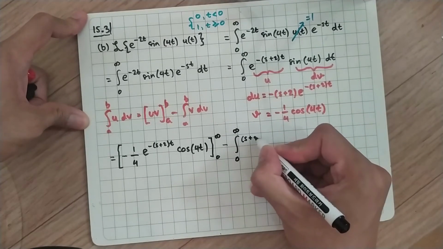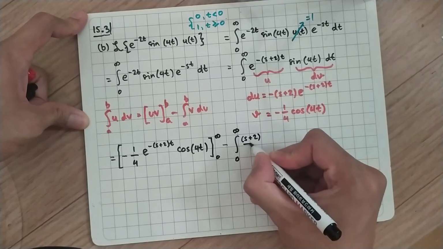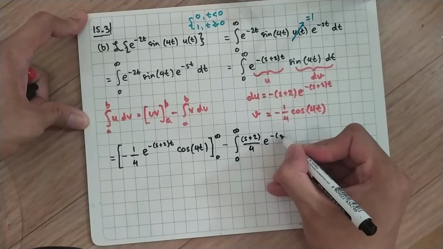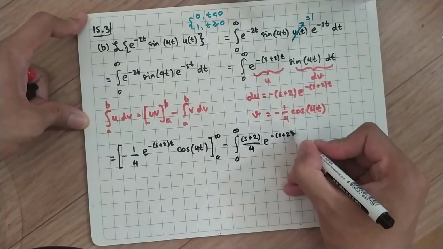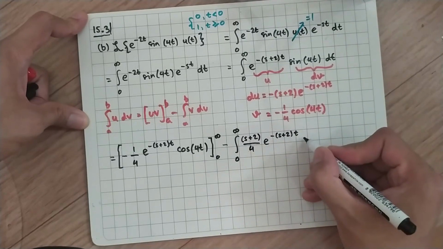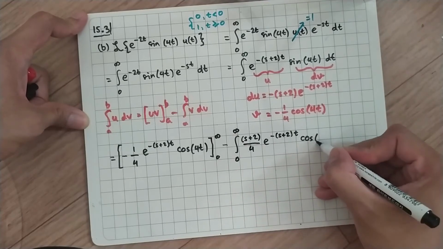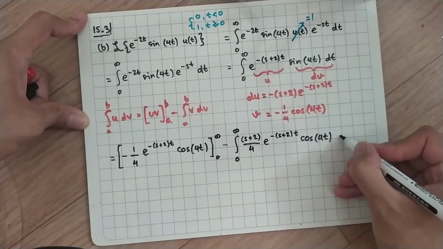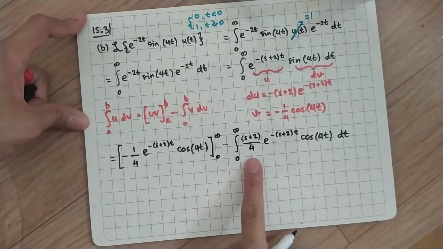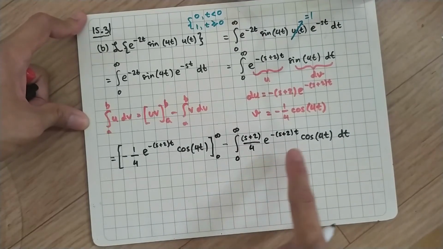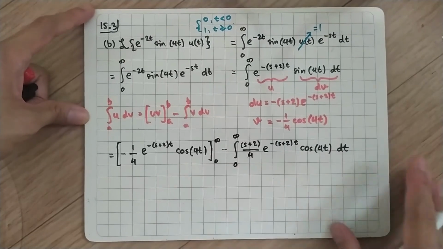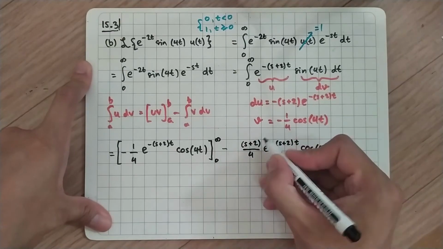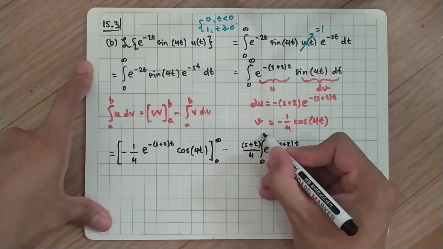(s plus 2) over 4 e to the minus (s plus 2)t cosine 4t dt. Okay, because this does not contain any t, we can remove this from the integral sign to the front. So we will have like this from 0 to infinity.